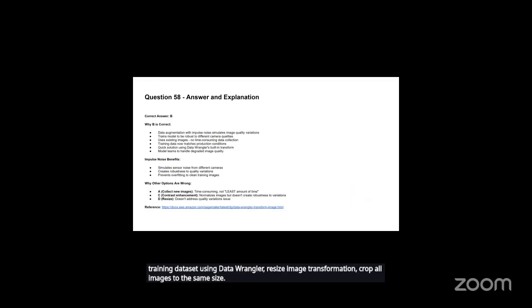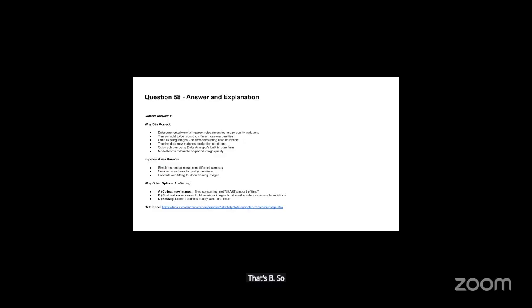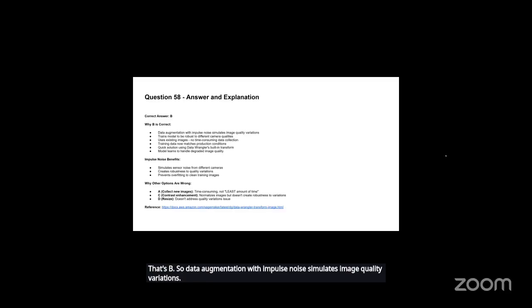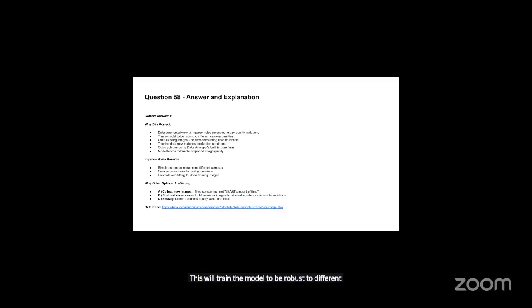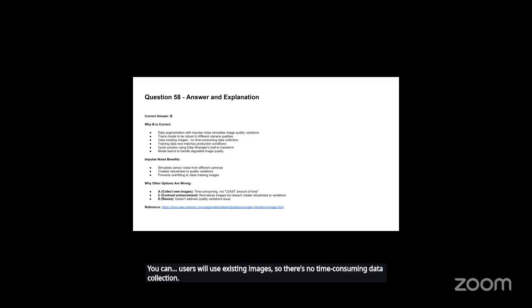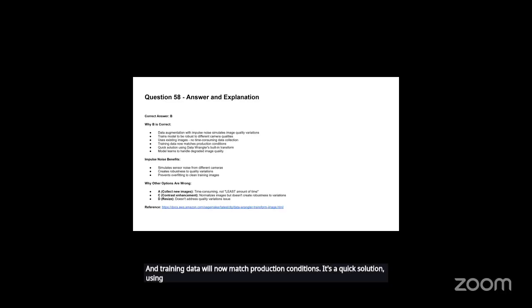That's B. So data augmentation with impulse noise simulates image quality variations. This will train the model to be robust to different camera qualities. This will use existing images, so there's no time-consuming data collection, and training data will now match production conditions. It's a quick solution using Data Wrangler's built-in transformation, and the model learns to handle degraded image quality.